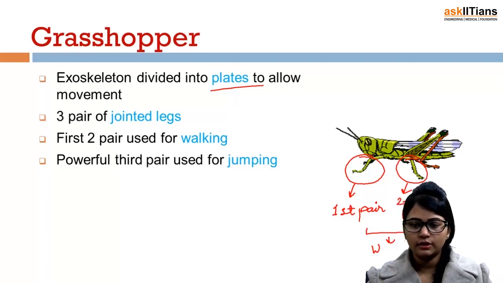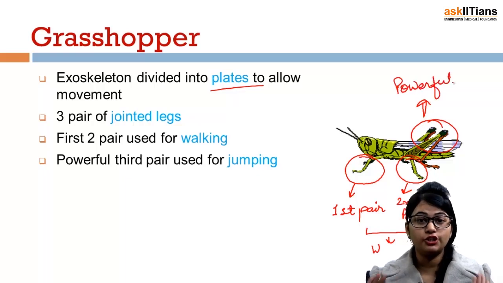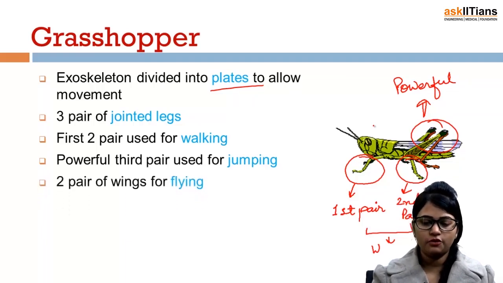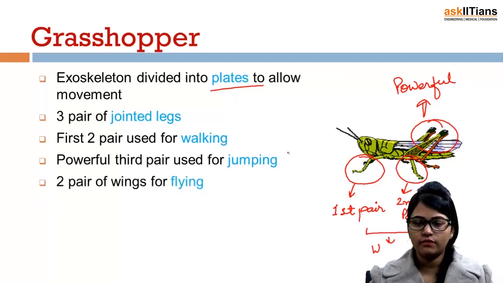And then comes the third pair. This is the powerful pair, and this is used for jumping. Grasshopper jumps. You have seen it, I hope so. There are 2 pairs of wings for flying. You can see these white colored wings. These are used for flying.